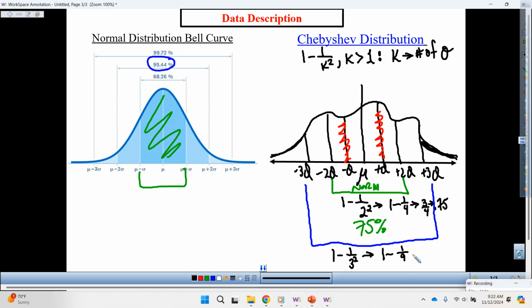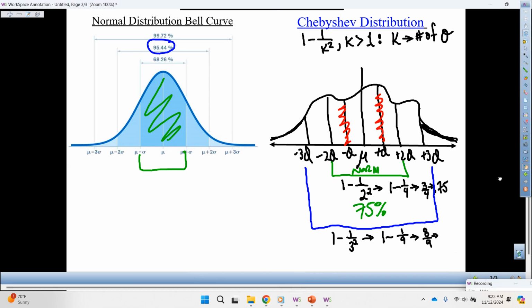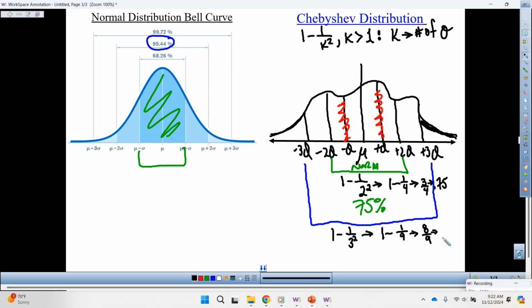So this becomes 1 minus 1 over 3 to the second power, which is 9. So calculators calculate. 1 minus 1/9 is 8/9. How much is 8/9 in decimal form? 0.888888. So let's round it to 0.889. Question, what is that in percentage? 88.9%.